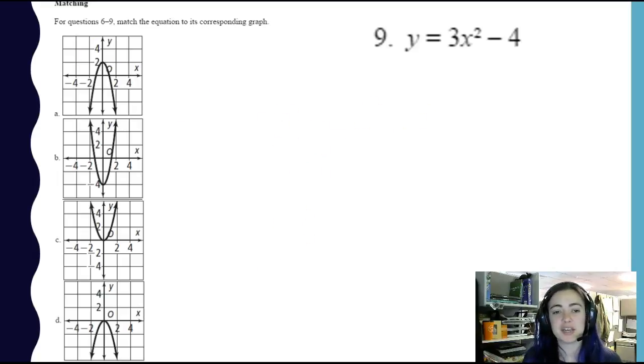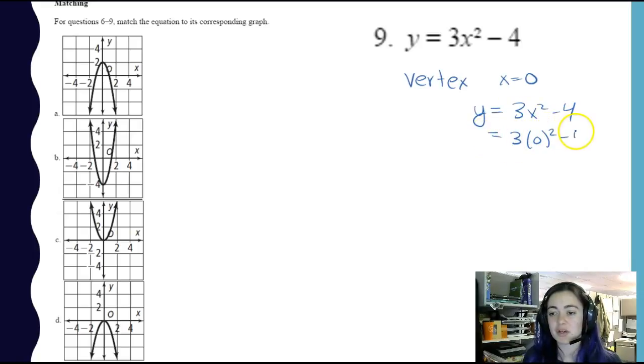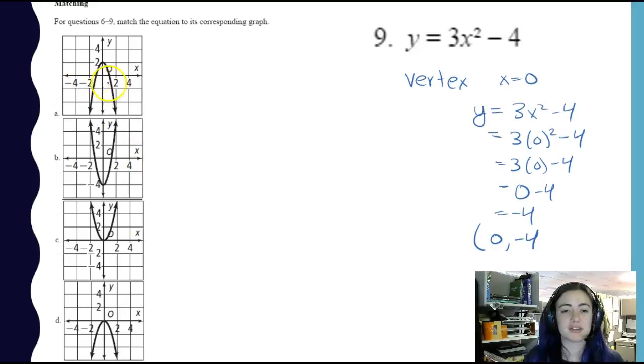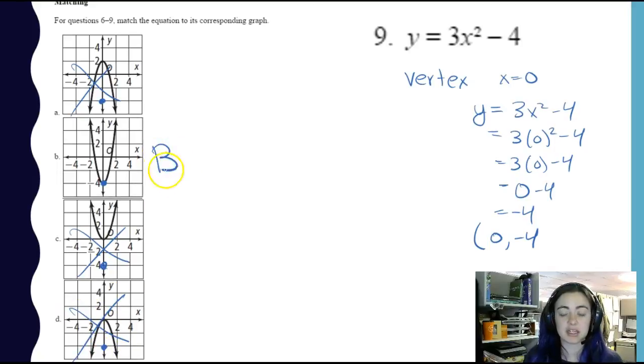Number 9, again, follows the same general pattern. So let's try our vertex. When x is equal to 0, what's y? y is 3x squared minus 4. So 3 times 0 squared minus 4. 0 squared is 0, minus 4. 3 times 0 is 0, minus 4. So we got a point 0, negative 4. So not A. 0, negative 4 could be B. 0, negative 4, not C. 0, negative 4, not D. So we're leaning immediately to B.